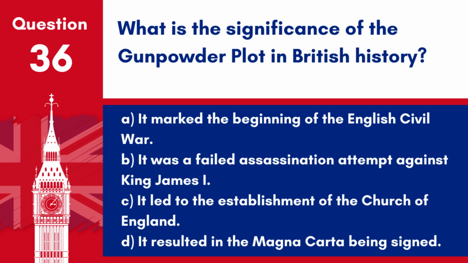Question 36. What is the significance of the gunpowder plot in British history? A. It marked the beginning of the English Civil War. B. It was a failed assassination attempt against King James I. C. It led to the establishment of the Church of England. D. It resulted in the Magna Carta being signed. Answer: B. The gunpowder plot of 1605 was a failed attempt by a group of English Catholics to assassinate King James I and blow up the Houses of Parliament.